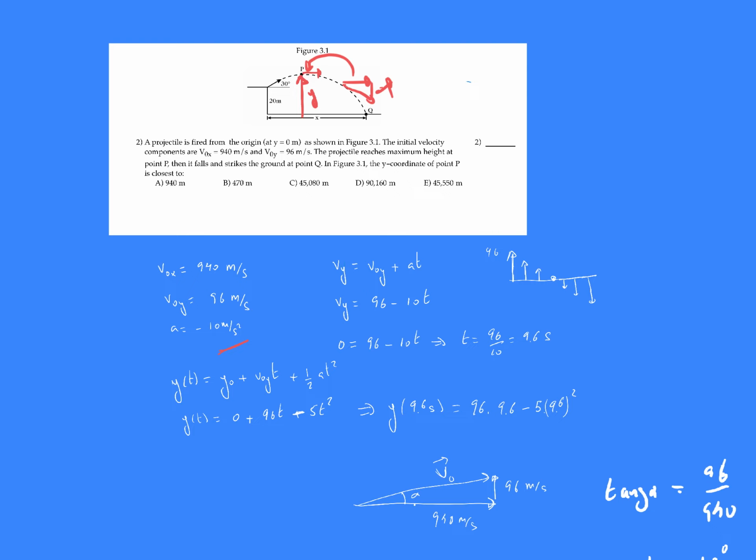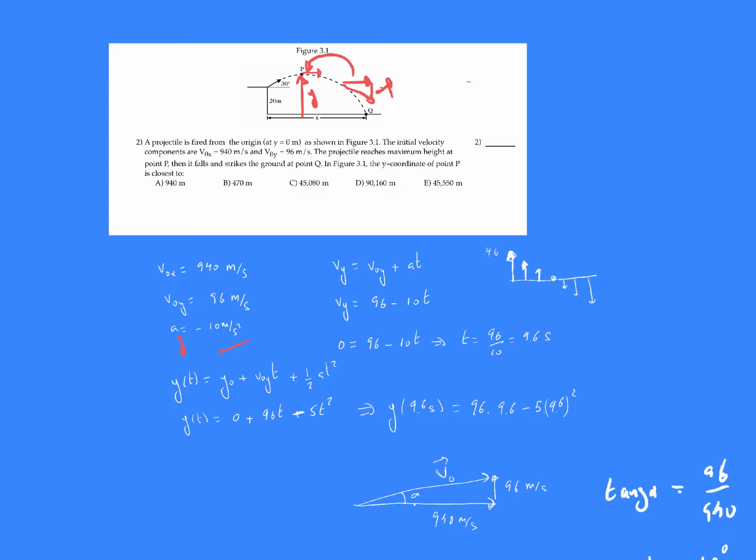So for the x direction, I will use the equation of motion for constant velocity. For the y direction, I will use the motion of constant acceleration. So this is ay. Okay, so Vy starts at 96 meters per second. As time passes, the velocity will decrease, and decrease, will be zero, then negative, more negative.